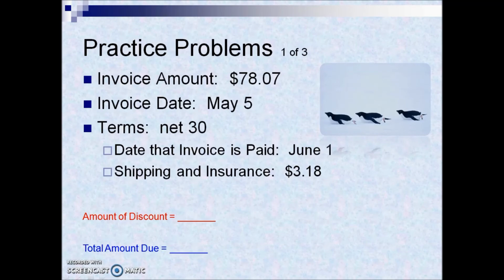Let's take a look at a couple practice problems. Here we're given the invoice amount, the date, and the terms are only listed as net 30. We're looking for the amount of discount. It's not applicable. No terms were given in regards to a discount. So the net amount is due, and if we continue reading on, it tells us that this invoice was paid on June 1, and we have shipping and insurance. So to calculate our total amount due, we will add the invoice amount and the shipping and insurance.